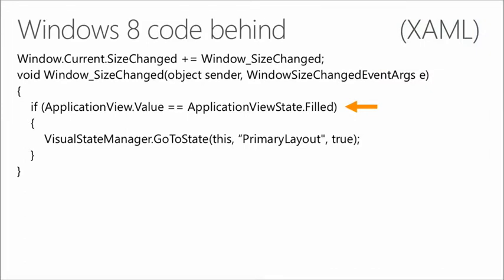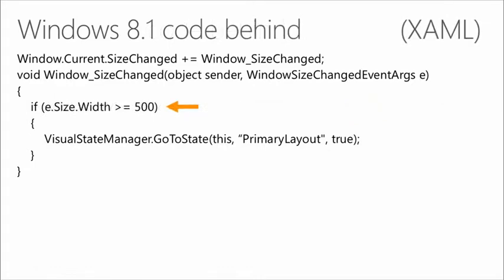Now in Windows 8, I would be thinking about fixed sizes. So I'd be asking, is my application view state equal to Filled every time the window size changed event fires off? In Windows 8.1, I'm just going to ask, is the window size dot width greater or equal to 500 pixels? And if it is, I'm going to apply that primary layout.